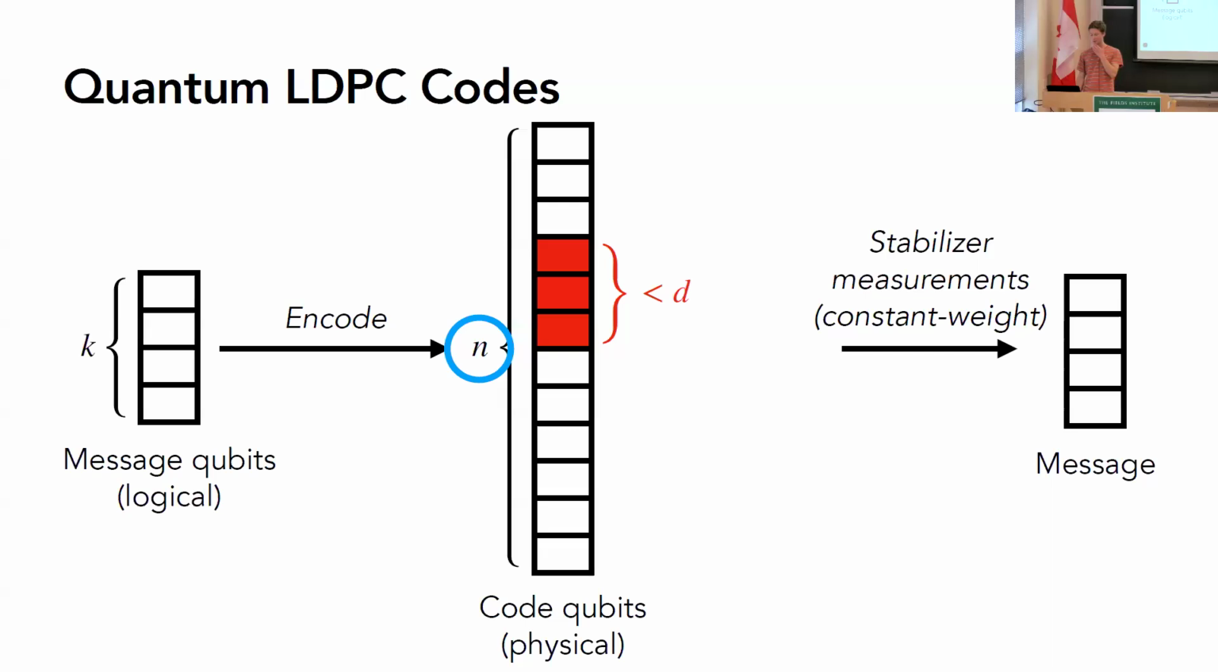So what do we care about? We care about, for a given block length or a given number of physical code qubits, we want to encode as many message qubits as possible. So we want the dimension k of the code to be as large as possible. And we want to be robust against as many errors as possible. So we want the distance d to be as large as possible. And we summarize these parameters by saying the code is an [n, k, d] code if it encodes k message qubits into n physical qubits with error resilience d.